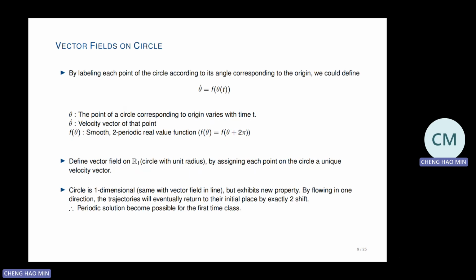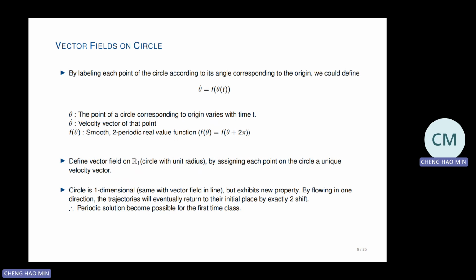So let's start our first major part. Here we will be talking about the concept called vector fields on a circle. By labeling each point on the circle, defined by a unit circle which has radius 1, according to its angle corresponding to the origin, we could define an equation theta dot equals f(theta), where theta varies with the time t.